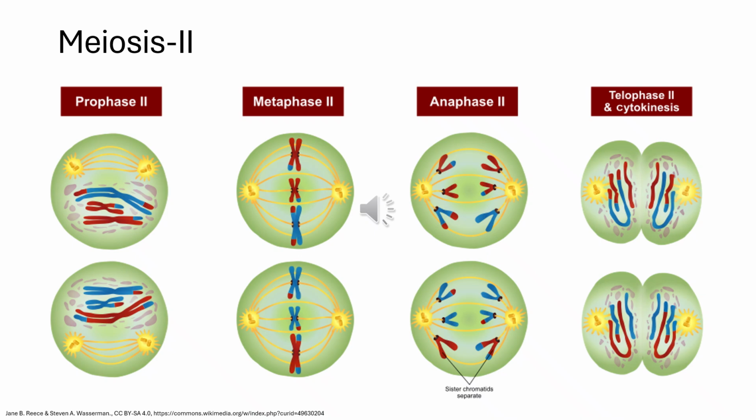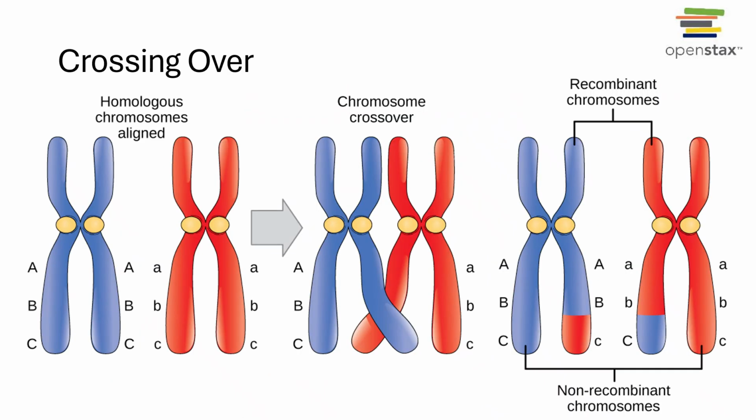So remember the most important distinction. Meiosis I separates homologous chromosomes. Meiosis II separates sister chromatids. Meiosis produces genetically unique cells. Two major mechanisms create this genetic variation. The first mechanism is crossing over.